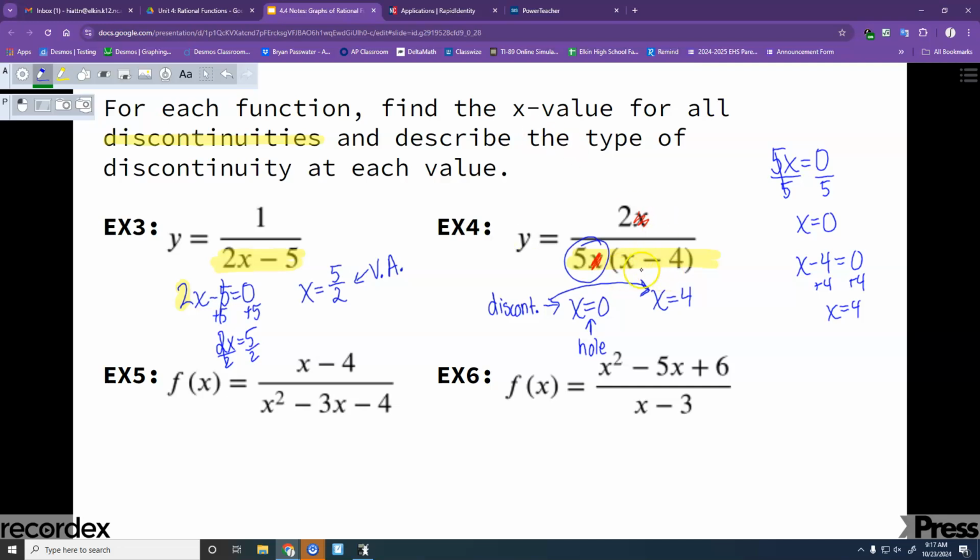Does the x minus 4 cancel? It does not. So what do I have here? Vertical asymptote. So if it cancels, it's a hole. If it does not cancel, it's a vertical asymptote.